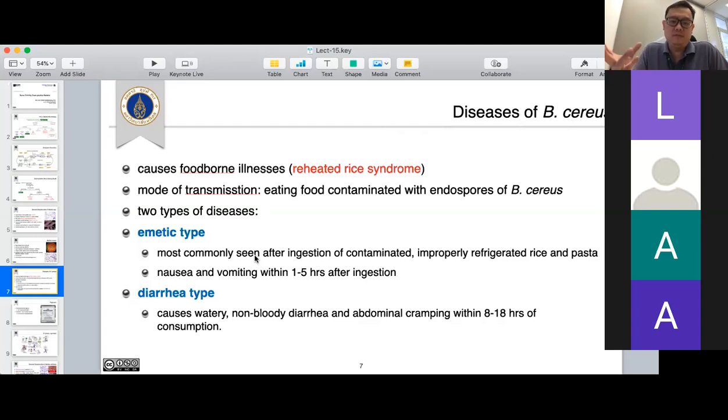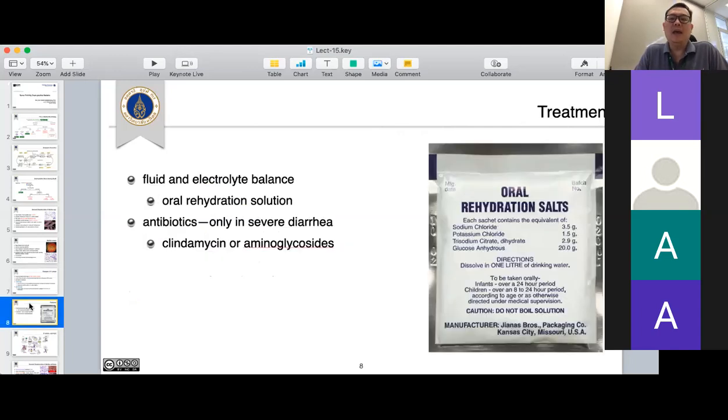When I say watery diarrhea, that means you get diarrhea but with no blood in it. Okay. If you have blood inside, we call it bloody diarrhea. You will learn diarrhea a lot next week. Okay. So watery diarrhea for Bacillus cereus. Okay. And treatment is just rehydration salt. That's it.